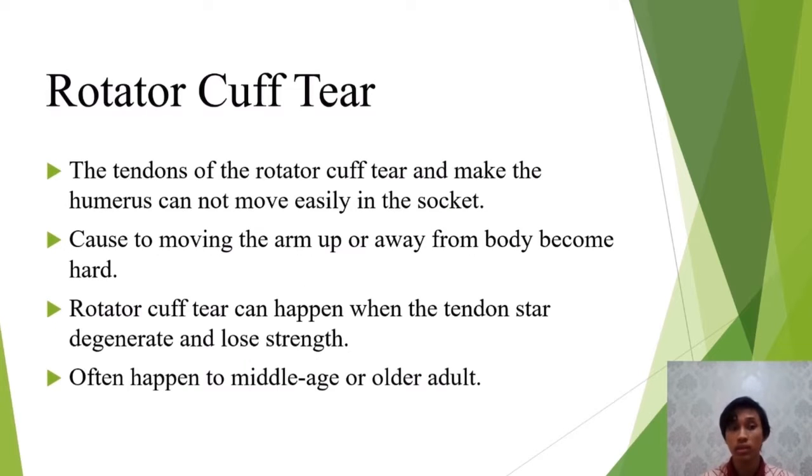The next one is rotator cuff tear. A rotator cuff tear happens when the tendon of the rotator cuff tears and the humerus cannot move easily in the socket. It can make moving the arm up or away from the body hard. The rotator cuff tear can happen when the tendon starts to degenerate and lose strength. It often happens to middle-aged or older adults.